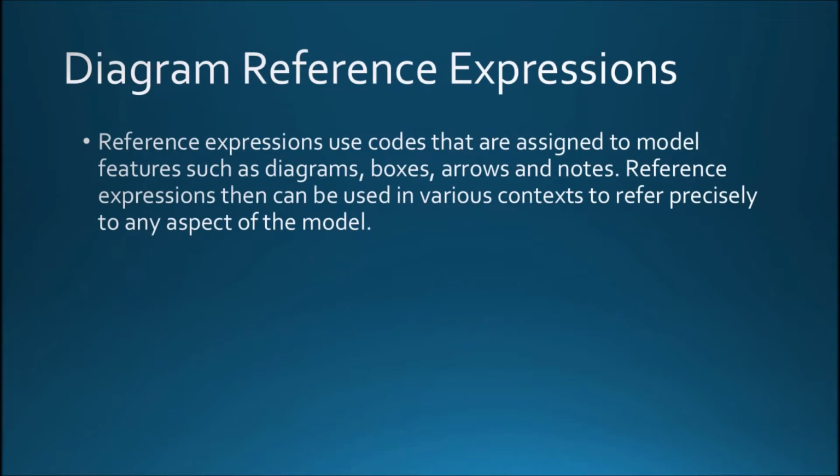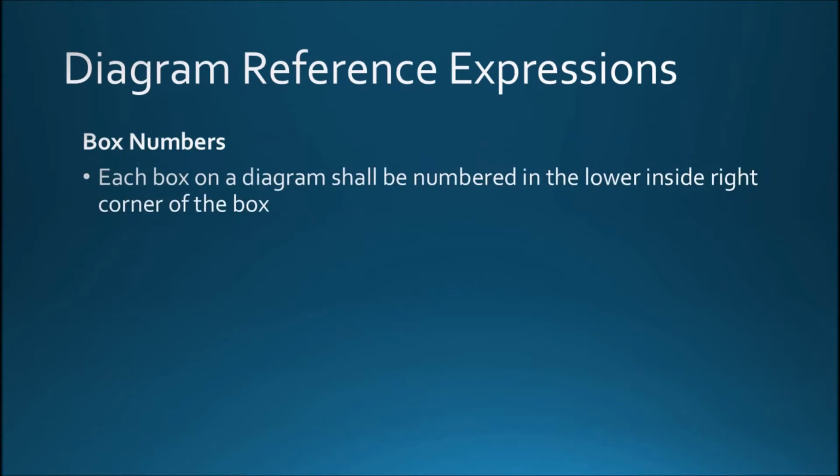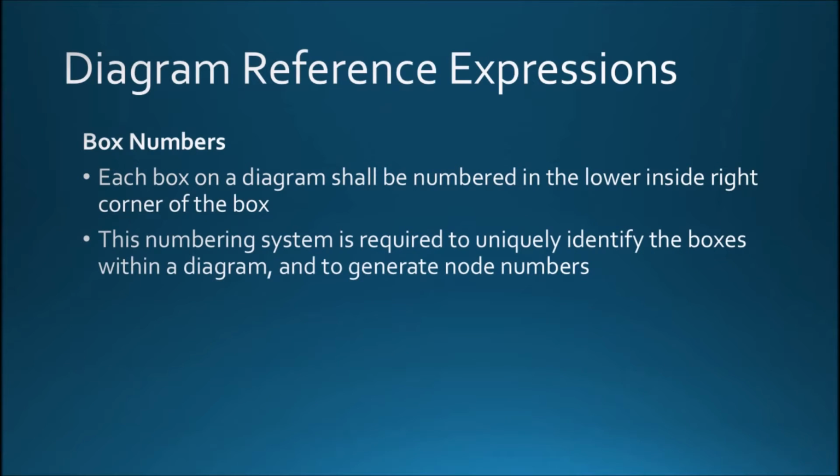Diagram reference expressions. Reference expressions use codes that are assigned to model features such as diagrams, boxes, arrows, and nodes. Reference expressions then can be used in various contexts to reference precisely any aspect of the model. Box numbers. Each box on a diagram shall be numbered in the lower right corner of the box. This numbering system is required to uniquely identify the boxes within a diagram and to generate node numbers.